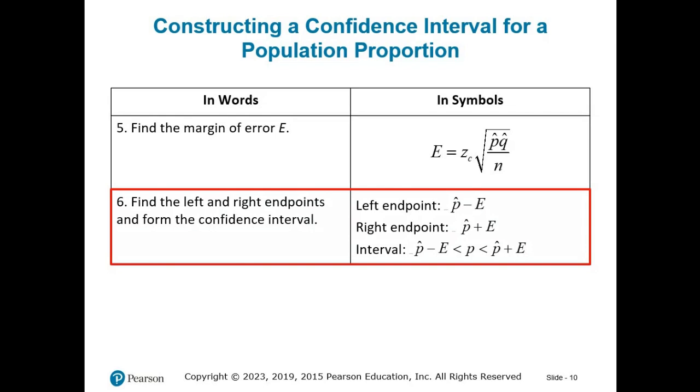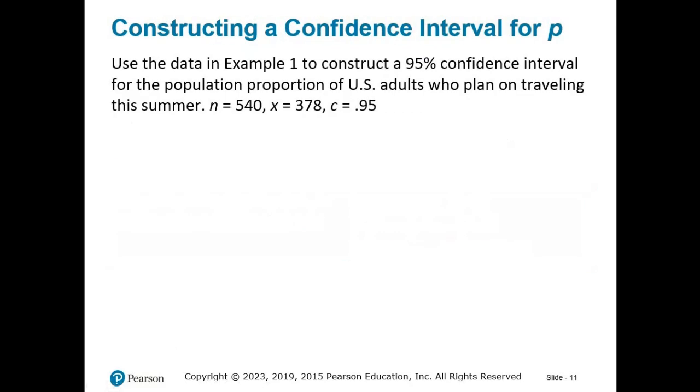Okay, let's try an example. Use the data in example 1 to construct a 95% confidence interval for the population proportion of U.S. adults who plan on traveling this summer. Remember these data values from that problem. N equals 540, x equals 378, and c equals 0.95. Okay, first of all, it's asking specifically for population proportion, so that tells us we're looking at finding p hat. Next, what data have they given us? Well, we have n equals 540, x equals 378, and c equals 0.95. Great, I think we're good to get started.